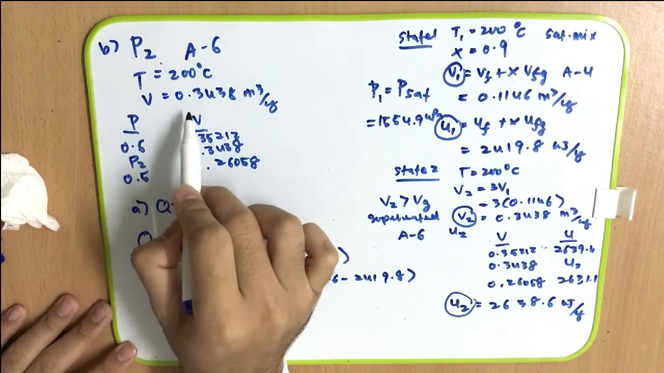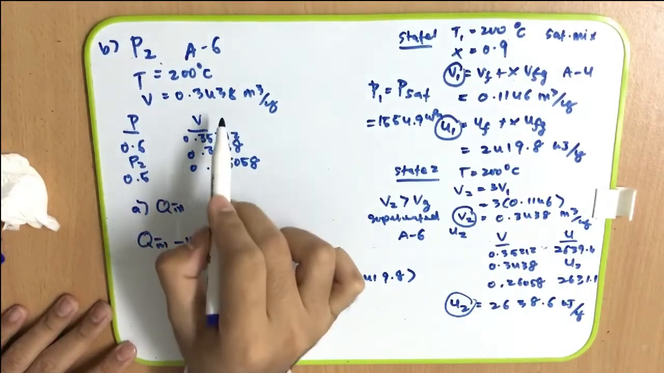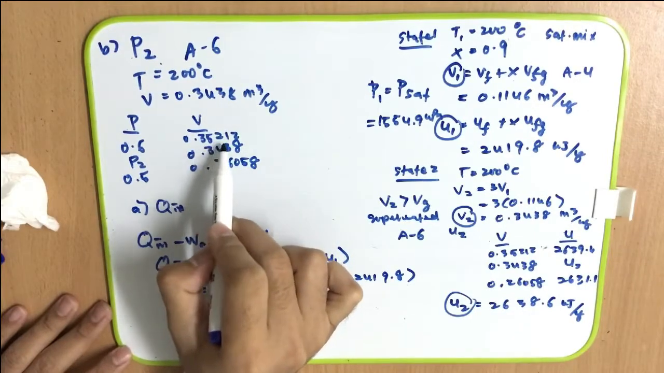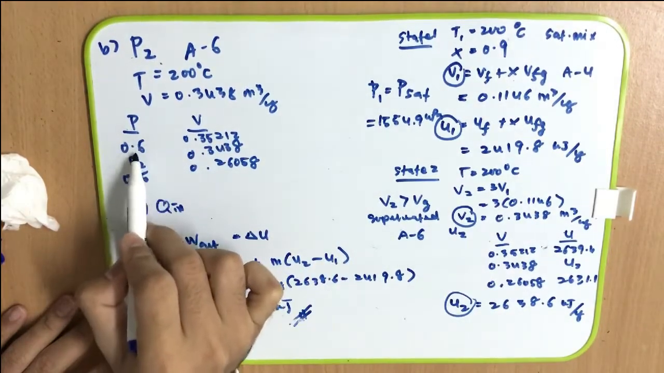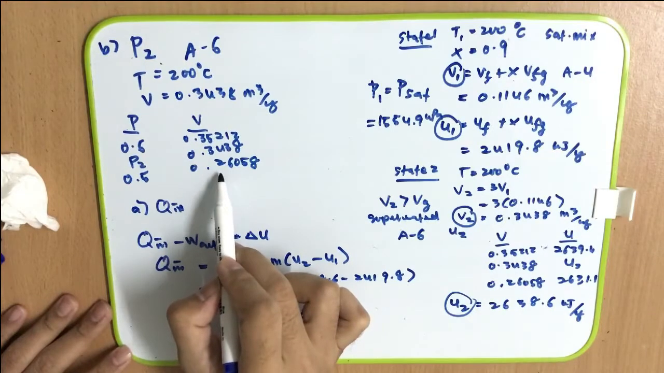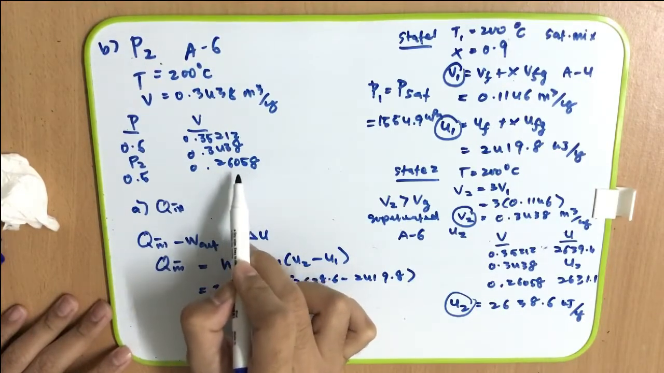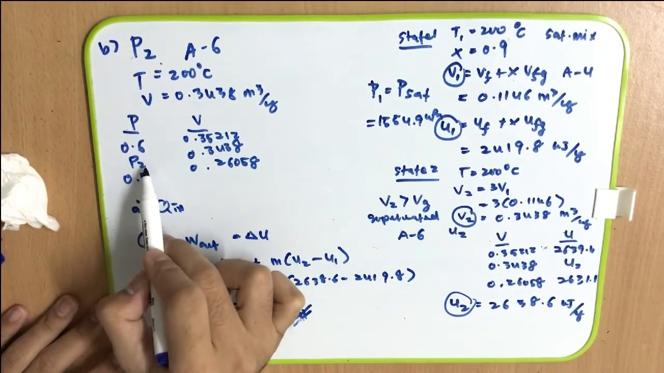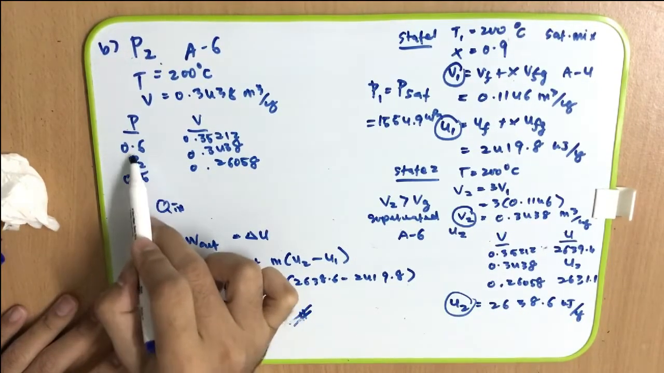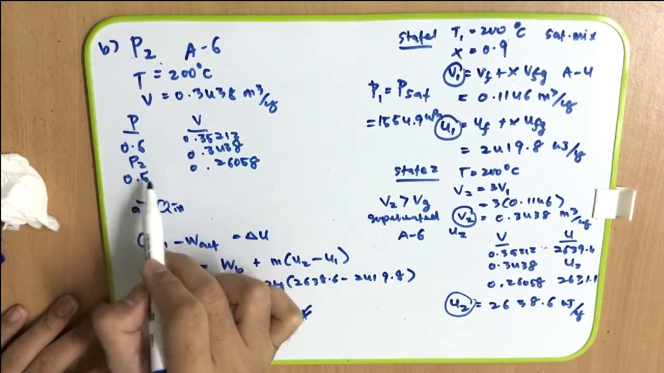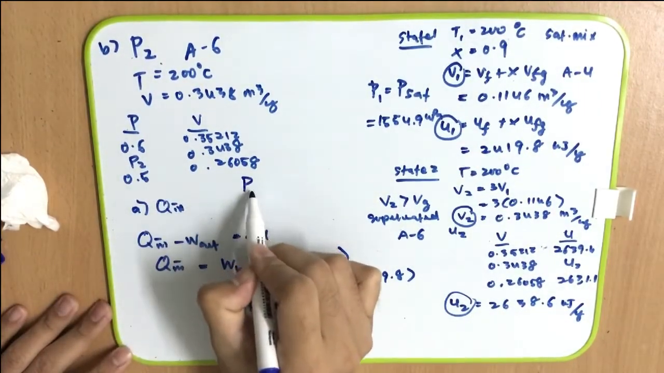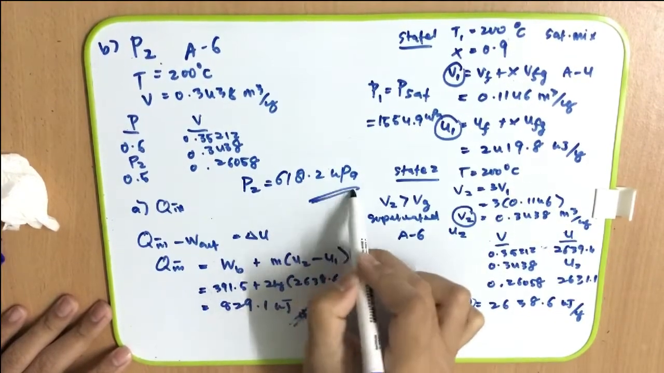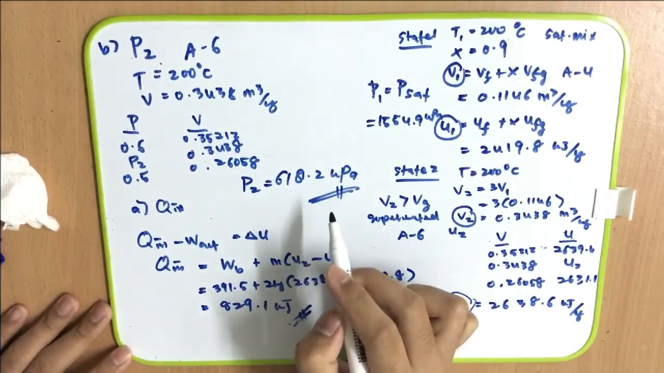By using V 0.3438, we can find that the V is between 0.35212, which is at pressure 0.6, and 0.26058, which is at pressure 0.5. So it means that the final pressure is between 0.5 and 0.6. After we solve this interpolation, we get P2 equal to 618.2 kilopascal. So that is how we solve question number 3.